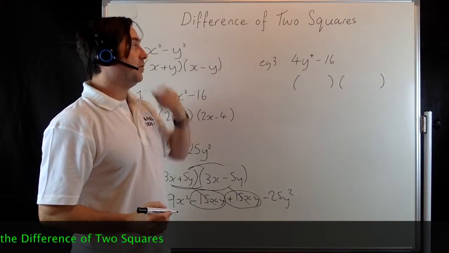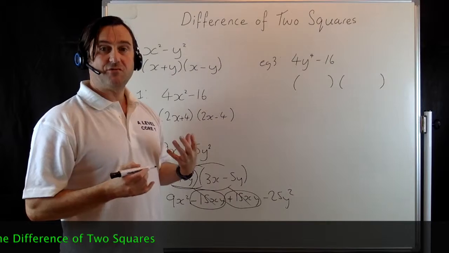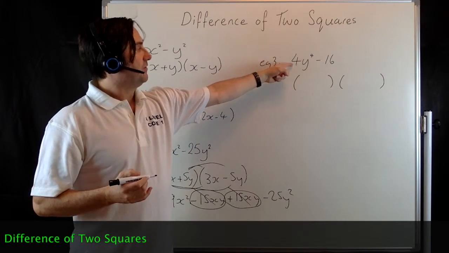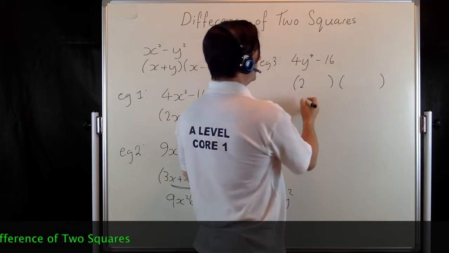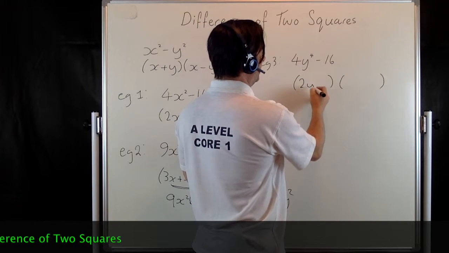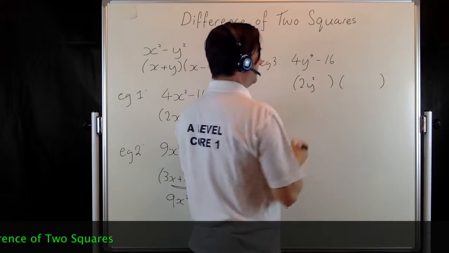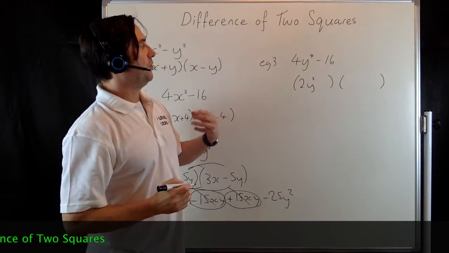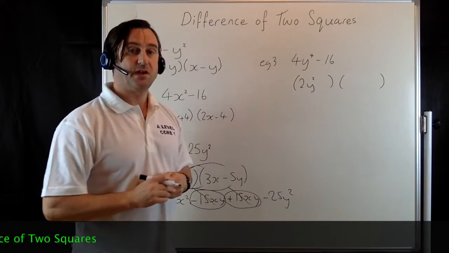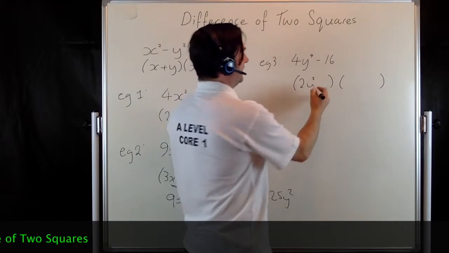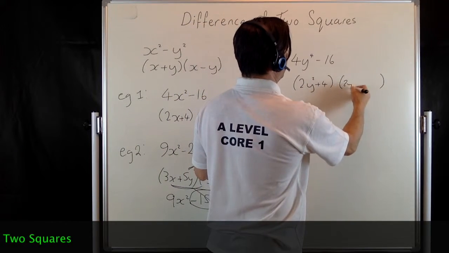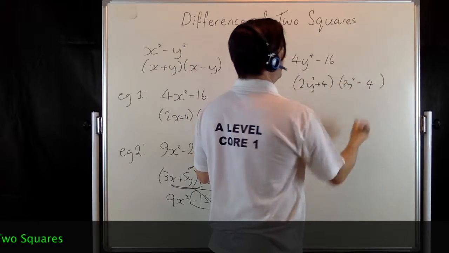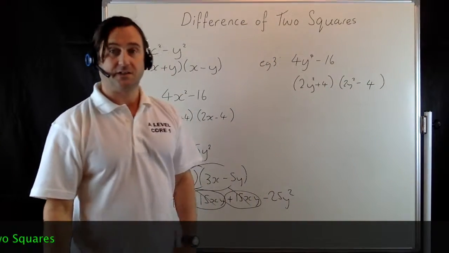4y to the power of 4. Well, if I square root that, the square root of 4 is going to be 2. So the square root of y to the 4 is going to be y squared. So the square root of 4y to the 4 is 2y squared. The square root of 16 is 4. And then 2y squared plus 4 in one bracket, and 2y squared minus 4 in the other one.